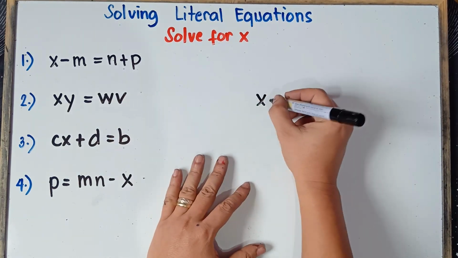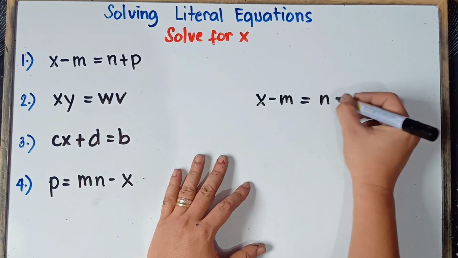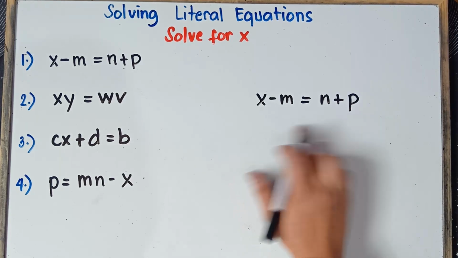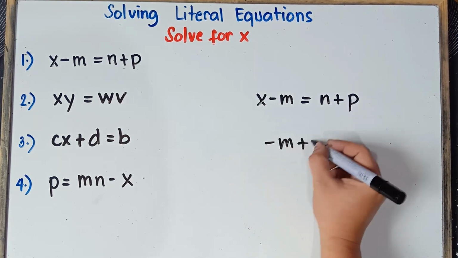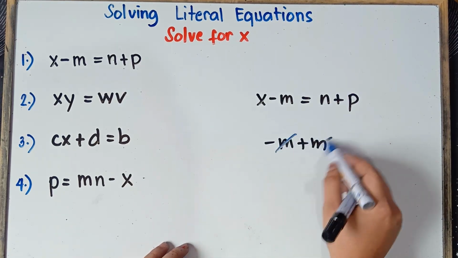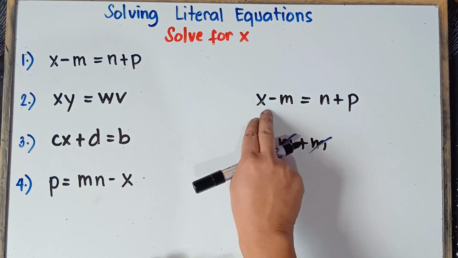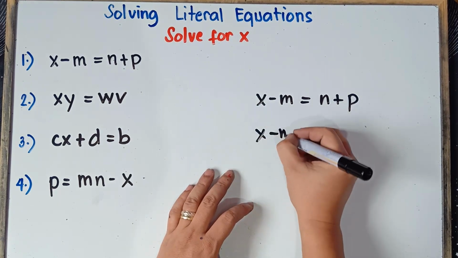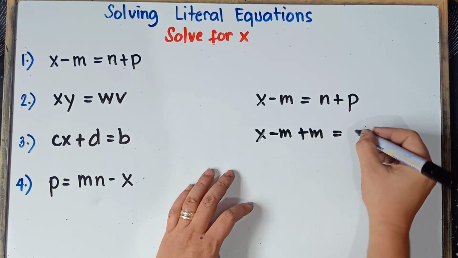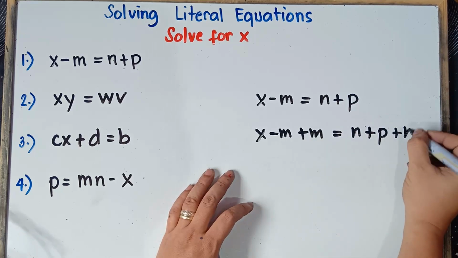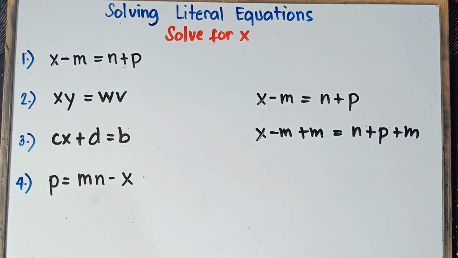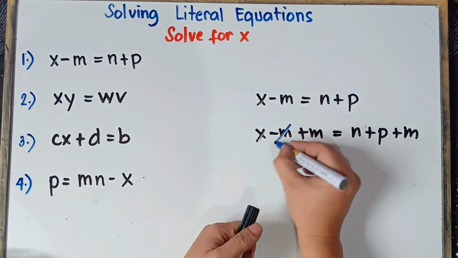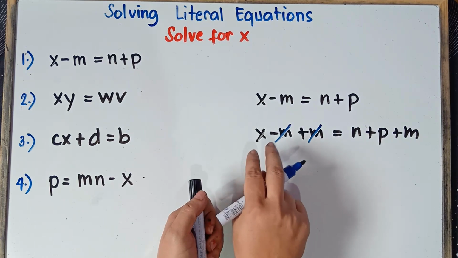Let me copy the equation. We have x minus m equals n plus p. So to solve for x, we can simply add both sides by m, because negative m plus m, we can simply cancel this out, and the remaining expression will be only x. Copy x, negative m plus m equals n plus p plus m. Now you will be asking, why do we need to add both sides by m? So that you can cancel this out and the remaining expression will be only x.